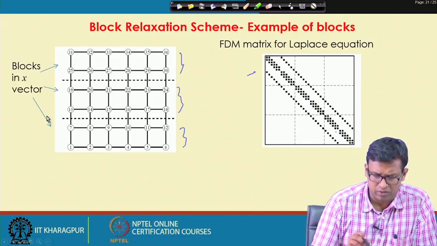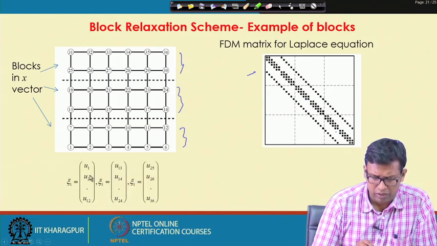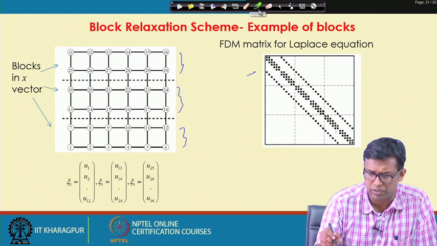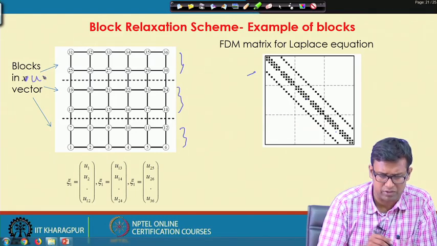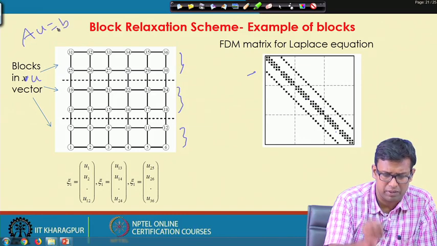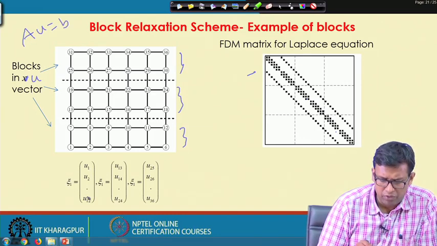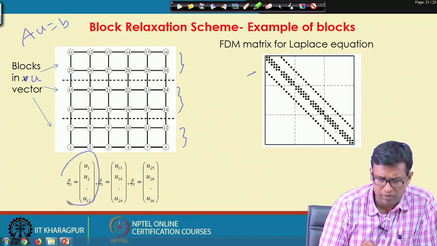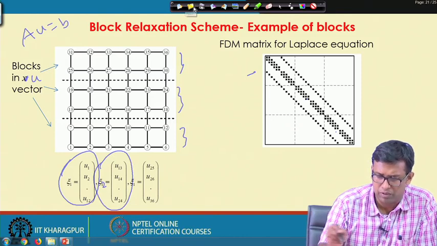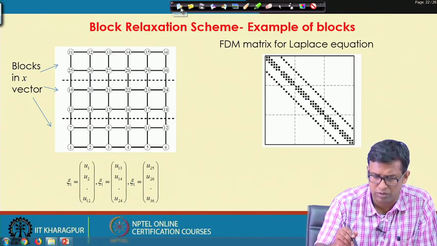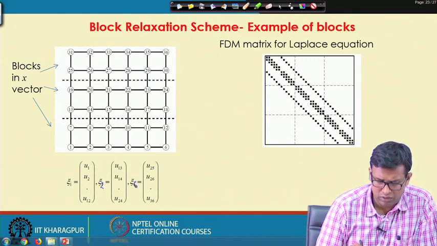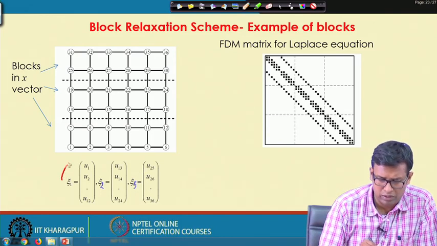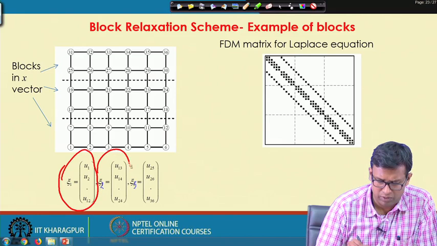So, block of x vectors. Rather, instead of x we should write u, since we are trying to solve for a u vector. So, we are trying to solve A u is equal to b, say. So, xi 1, u 1 to u 12, is one group, one block of the vector. Xi 2, u 13 to u 24, is another group. Let me rewrite it: this is xi 2, this is xi 3. So, this is one particular block of the vector, this is one particular block, and this is one particular block.